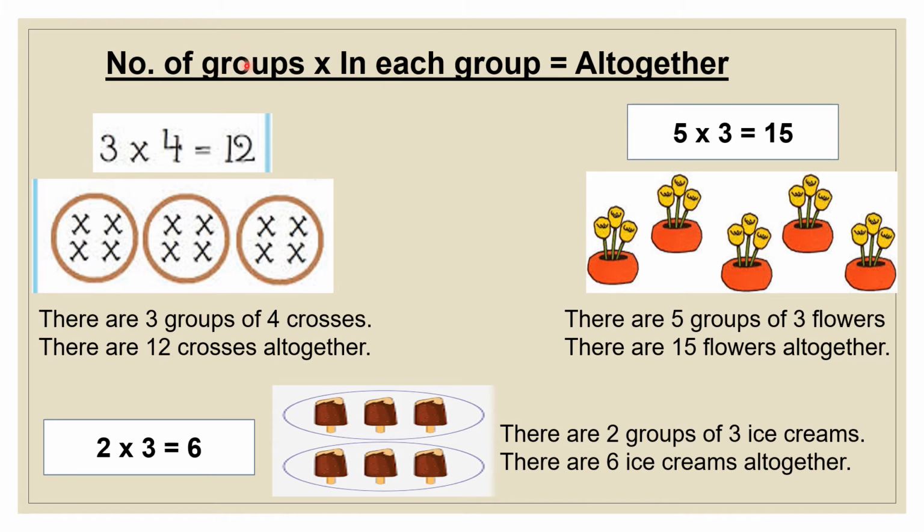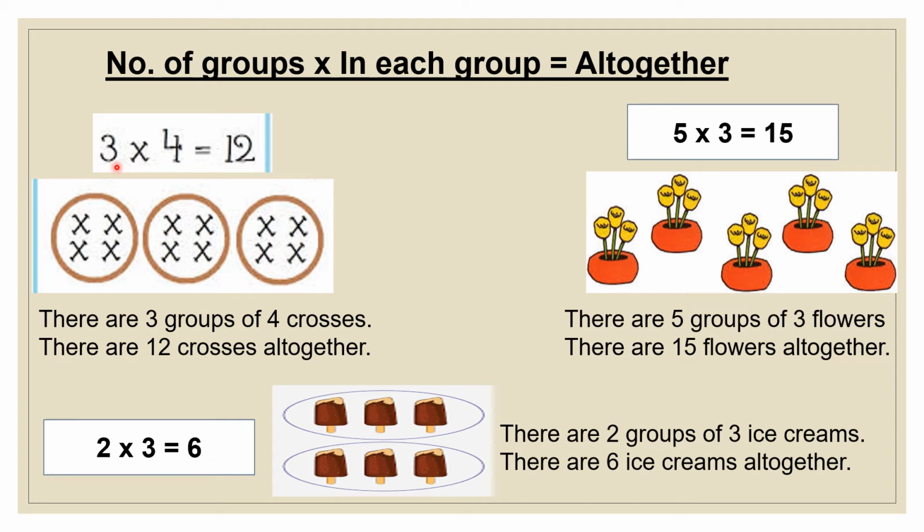Whenever we multiply the number of groups with the data in each group, the answer we get is the altogether amount. Okay? For example, look at this. How many groups do we have? 1, 2, 3. And how many in each group? 1, 2, 3, 4. 4, 4, 4. So the number of groups is 3, and in each group we have 4 crosses.